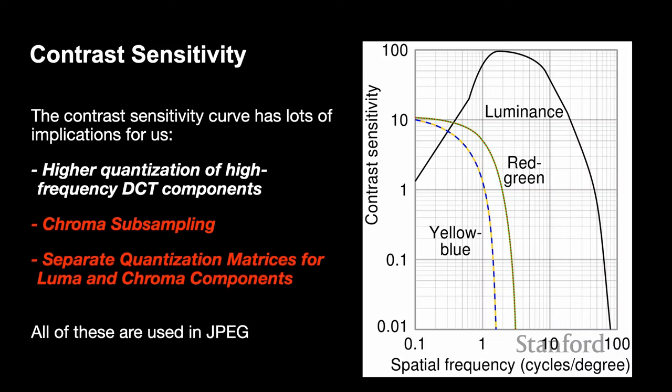Something which we didn't talk about in class in as much detail, but just hand wavely mentioned, you actually have different quantization matrices for luma and chroma components. So that basically says you have a very different design of rate distortion trade-off for the luma components versus the chroma components. And that again is motivated by just this curve. And all of these are used in JPEG, right? People knew about it, this is being exploited in JPEG.